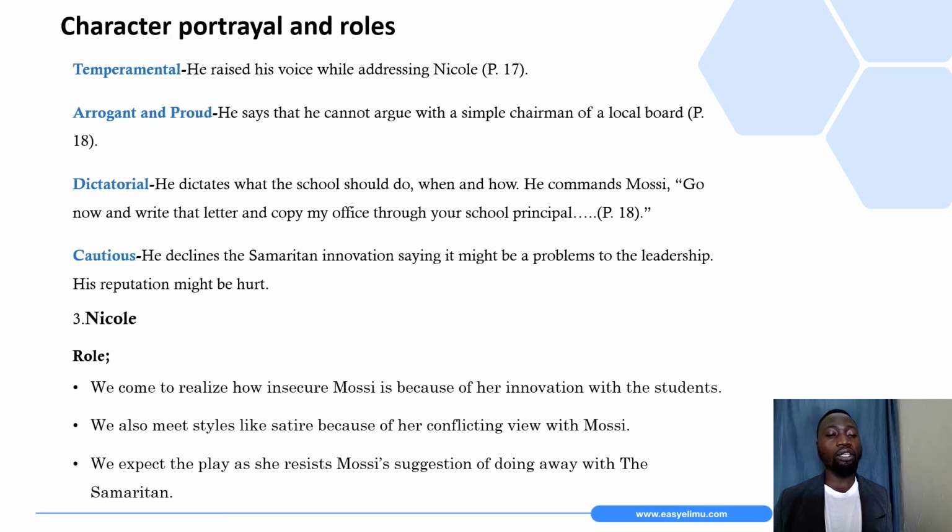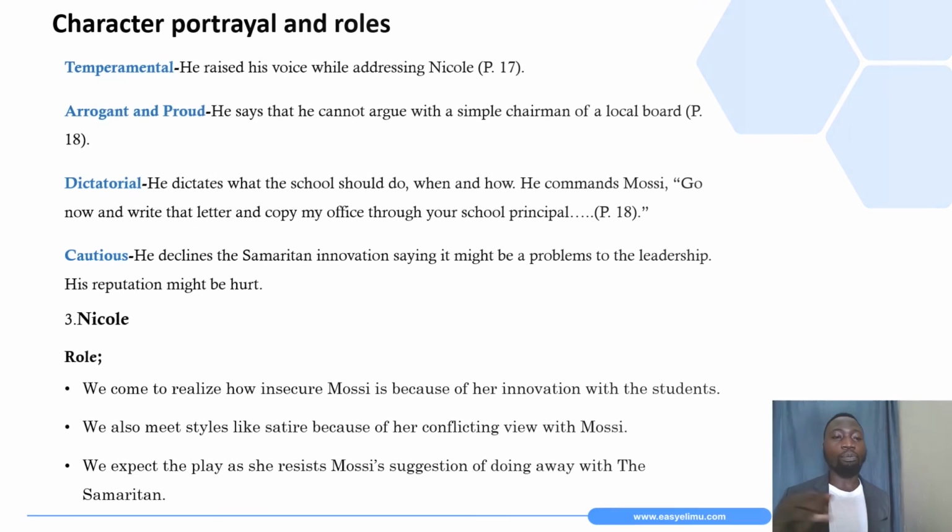Then again, we are told that another character role is that we expect conflict in the play as she resists Mosi's suggestion of doing away with the Samaritan. So it makes the play interesting. That is by simply resisting Mosi's suggestion to discard the Samaritan app. So we expect conflict in the story. So that is some of the roles that Nicole is playing.